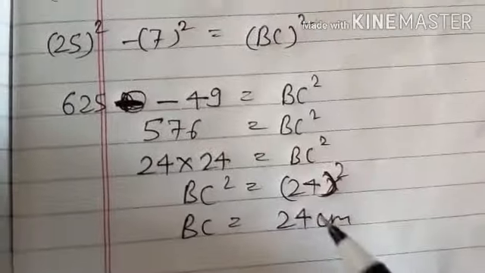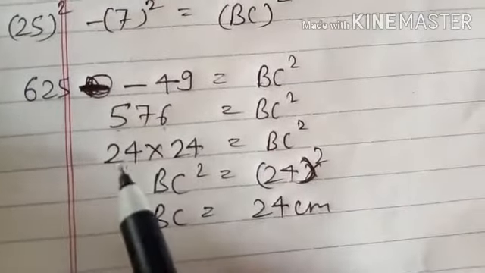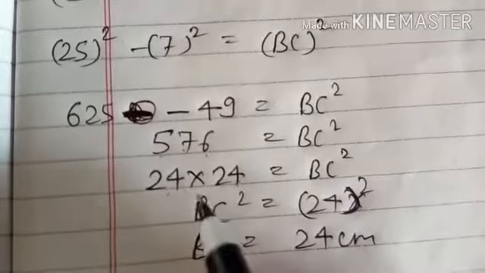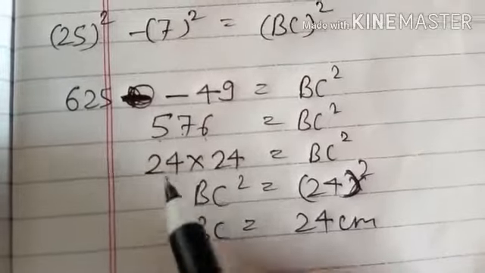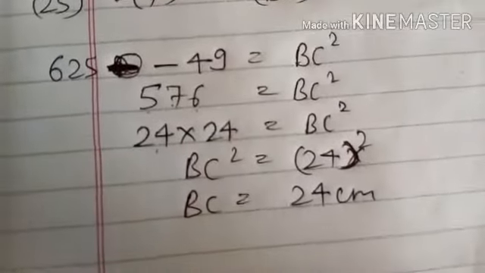Now you must be thinking, how did I come to know that 576 can be written as 24 into 24? Let's do the factors of this, okay, and write the product of two same numbers. इसको टू प्रोडक्ट ऑफ सेम नंबर के फॉर्म में लिखना है आपको, and this is 24 centimeter.